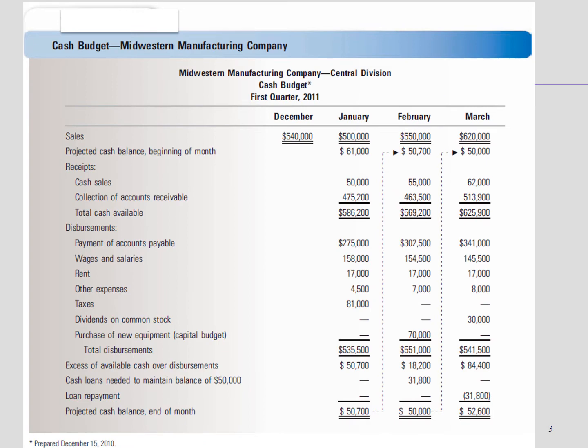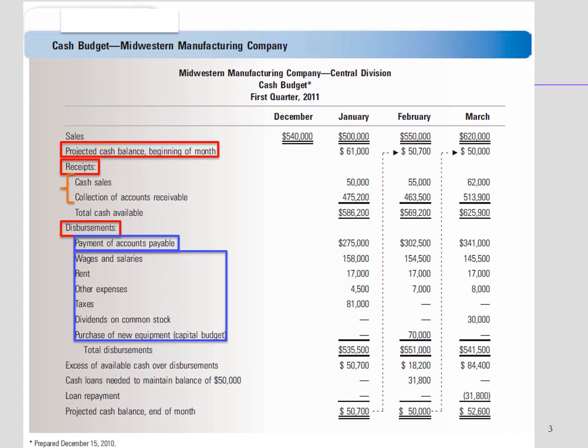The cash budget is prepared using the following steps. We start from the beginning period projected cash balance, add receipts, including cash sales and collection of accounts receivable. We can obtain this information from the cash budget worksheet shown in the earlier slide. Subtract disbursements, including payment of accounts payable. We can obtain this information from the cash budget worksheet shown in the earlier slide. And other relevant expenses. Yield, excess of available cash over disbursements.